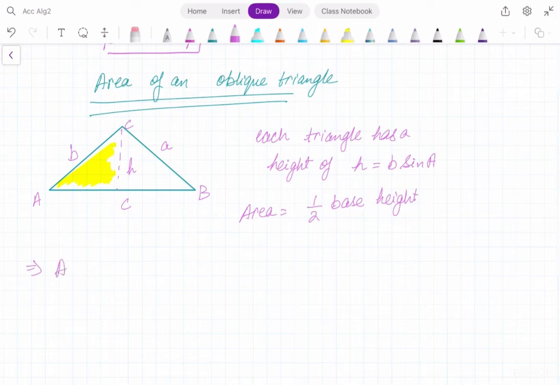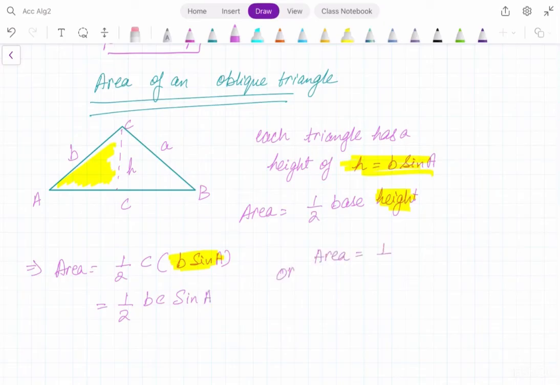So I know that area is 1/2 base times height. Let's plug all the values in. Side base in this case is c and height is b sine A. So we are just replacing base and height. If I open the brackets up, I will get 1/2 bc sine A. That is nothing but the area. I can rewrite another way, 1/2 ca sine B.